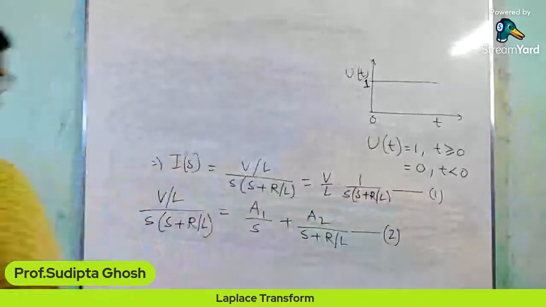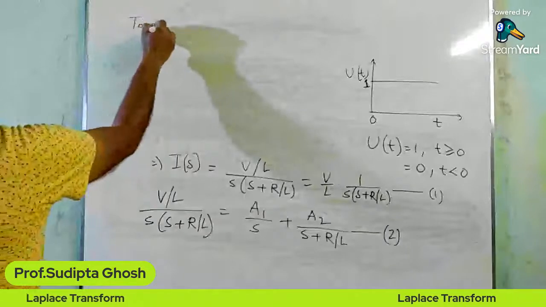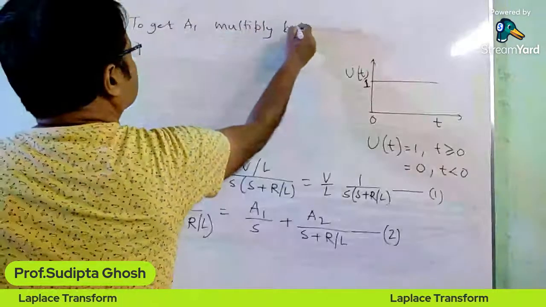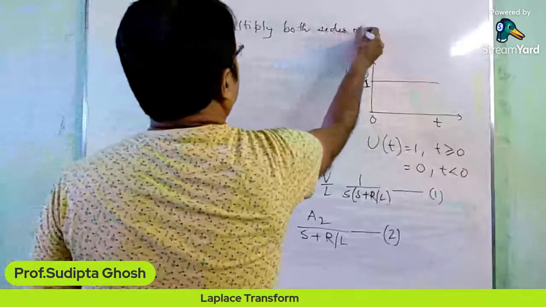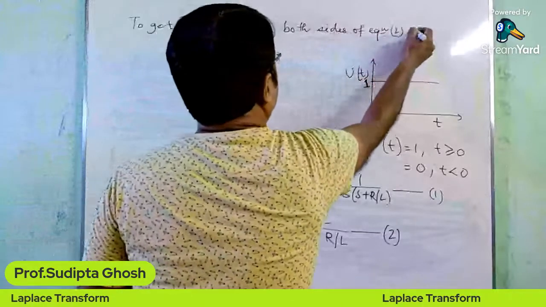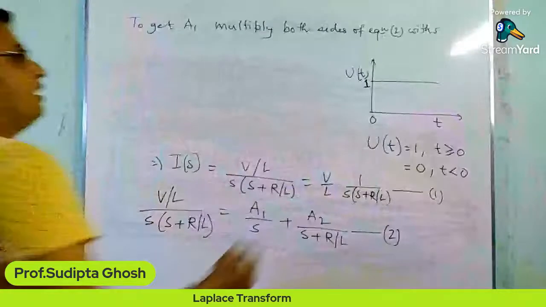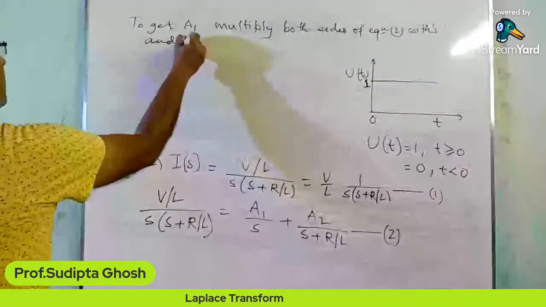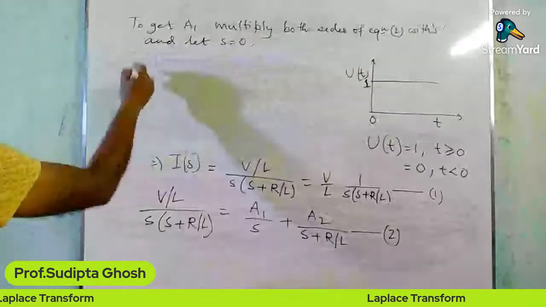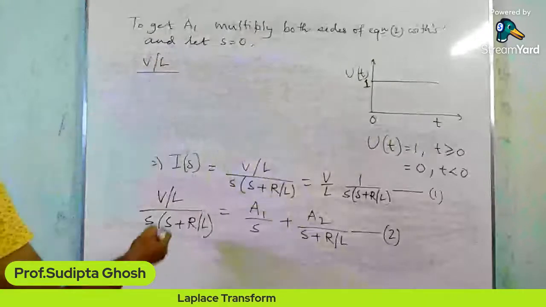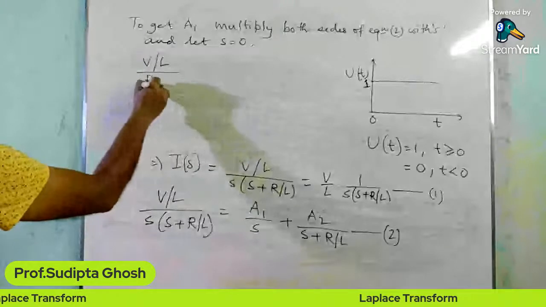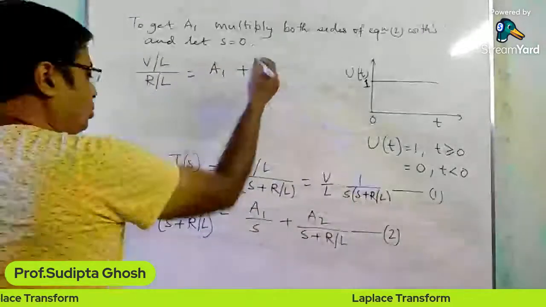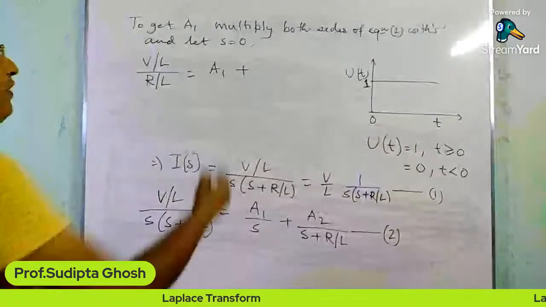So to get the value of A1, multiply both sides of equation 2 with S and let S equal 0. So in the left hand side, we have V by L divided by S plus R by L, and putting S equals 0, we get R by L. And here we have A1 because S is cancelled, and then A2 into S, but by putting S equals 0, we have value 0.